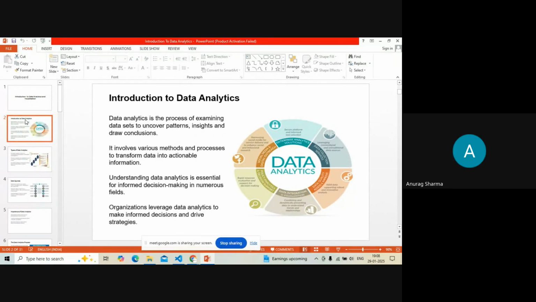So as you can see over here, what is enterprise analytics solution, data collection services, data quality, access and improve data integration, policy analytics, social media and digital outreach, all those stuff involves in data analytics because it involves various methods and processes to transform data into actionable insights. Understanding data analytics is essential for informed decision making in numerous fields. Organizations leverage data analytics to make informed decision and drive their strategy.